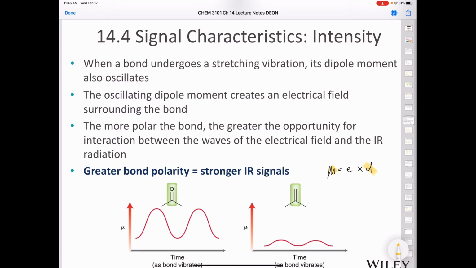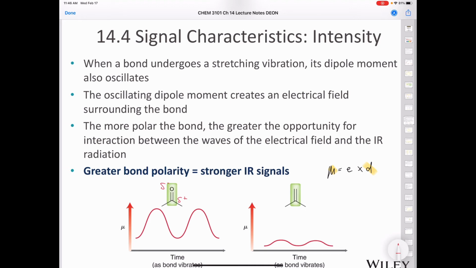For example, compare these two bonds, the carbonyl and this carbon-carbon double bond. Each of these bonds has a measurable dipole moment, however, they differ significantly in strength. If we look at the carbonyl group, due to resonance and induction, the carbon atom bears a large partial positive charge, and the oxygen atom bears a large partial negative charge. The carbonyl group therefore has a large dipole moment.